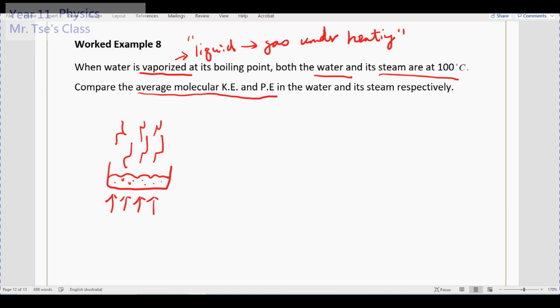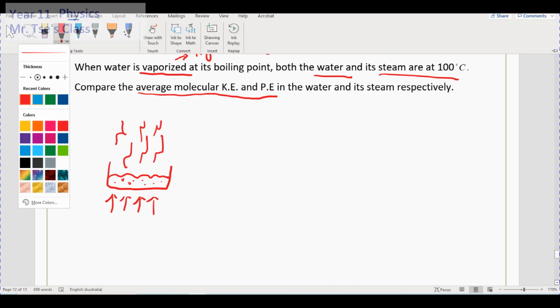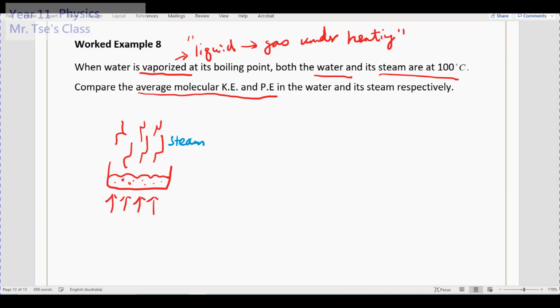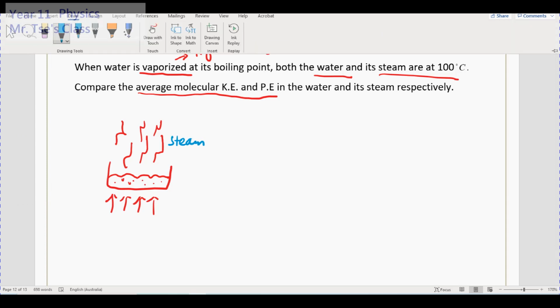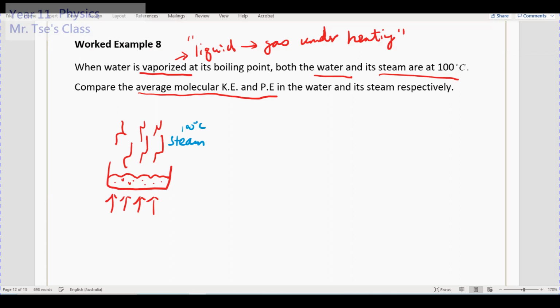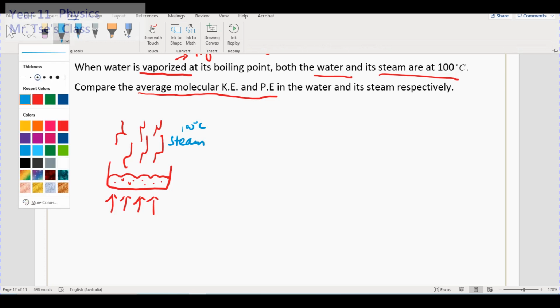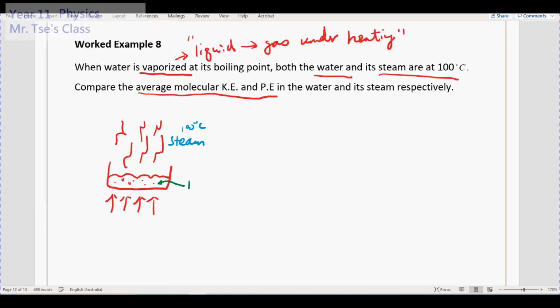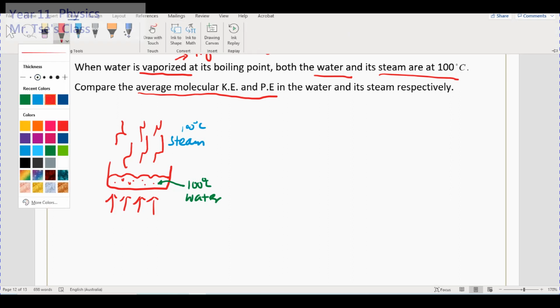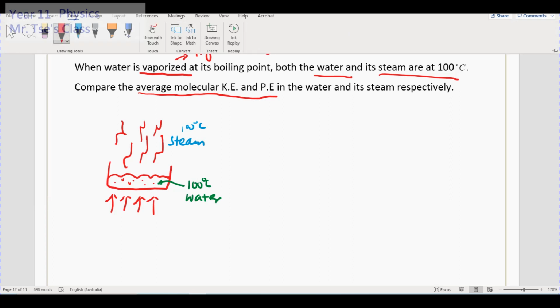Let's say these are steam, 100 degree steam, and here's 100 degree water. You need to think about what their average KE is. Which one has the greater average KE, and which one has the greater average potential energy?